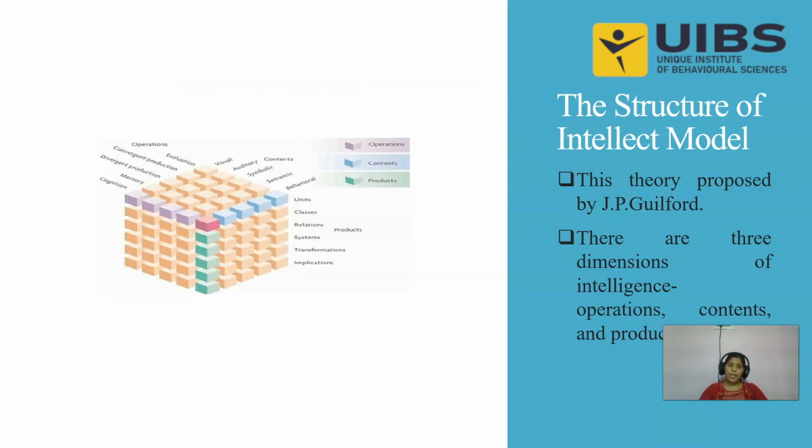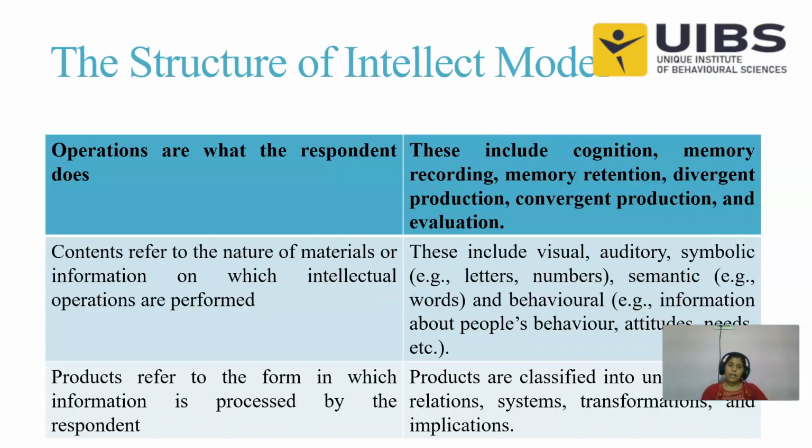The next model that I will discuss is the structure of intellect model. The structure of intellect model was given by J.P. Guilford. According to him, there are three dimensions of intelligence: operation, content, and product. Operation means the process of thinking, what the respondent does. So this includes cognition. Cognition means thinking, judging, perceiving. Memory recording and memory retention. Memory recording means storing the information, and memory retention means remembering, recalling the information.